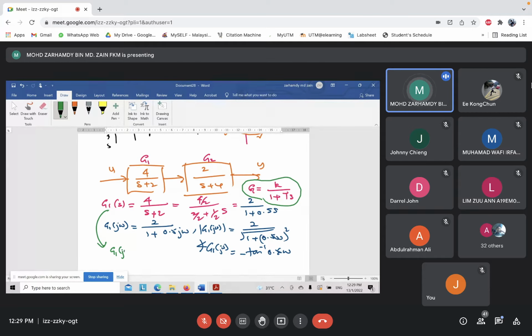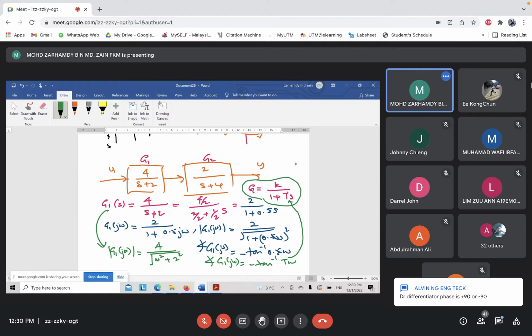It will give you the gain of G1. For example, if you don't want to refer to the first order form, you will get this 4 over the square root of omega squared plus 2 squared, which is fine, no problem. But later, in terms of finding the phase, the formula for the phase is negative tangent inverse of T omega. So this T is related to here. You can do it either way, or you can divide by 2 here, because you need the value of T.